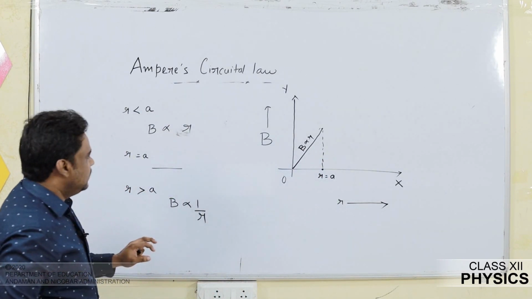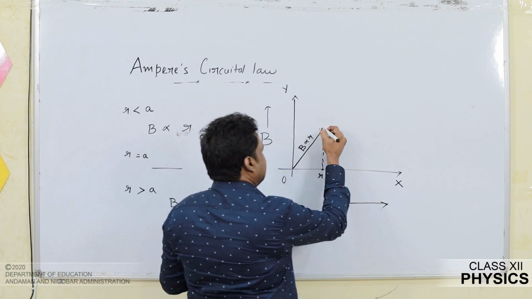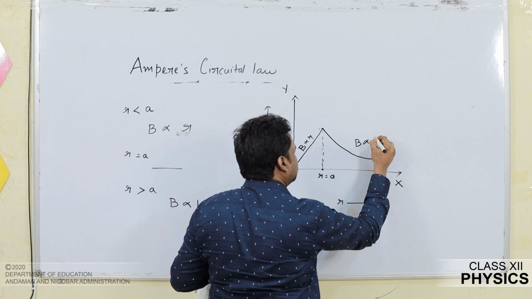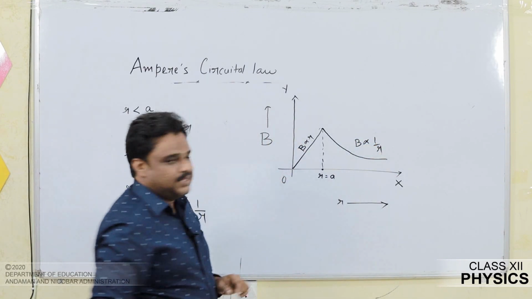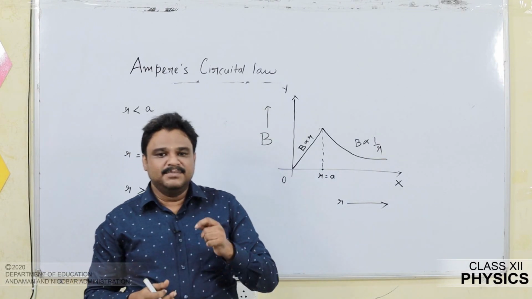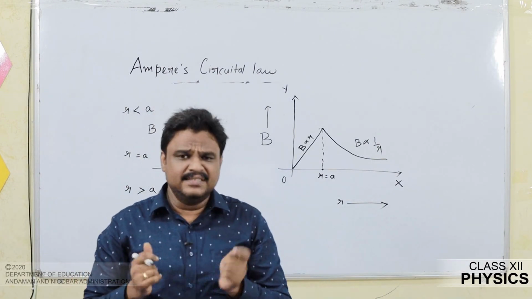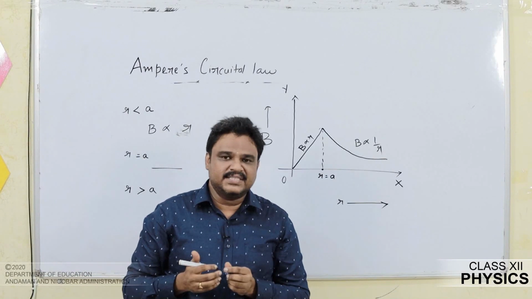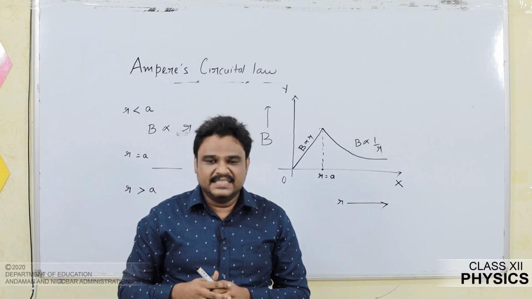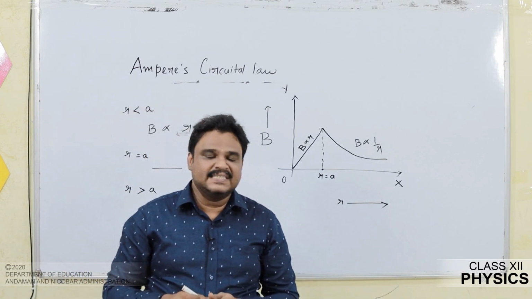We are able to see when R is greater than A, what happens to the magnetic field? It starts decreasing. So I am going to mark an exponential variation. This represents B proportional to 1 by R. So this is the graph showing the nature of variation of magnetic field from the center towards locations 1 and 2. Once again, this type of question is usually asked for 3 marks, and it is a commonly repeated question. With this I am going to get into the next topic of moving charges and magnetism.